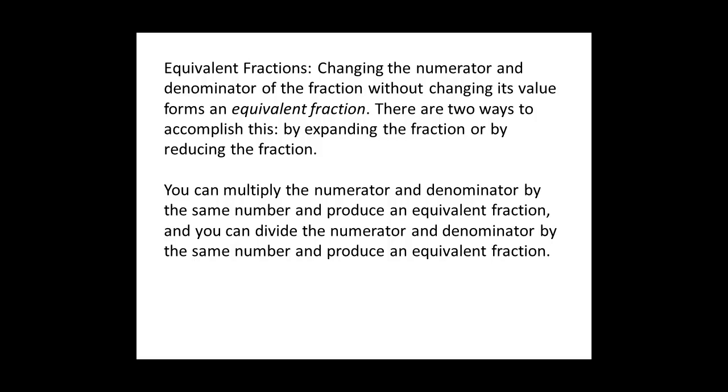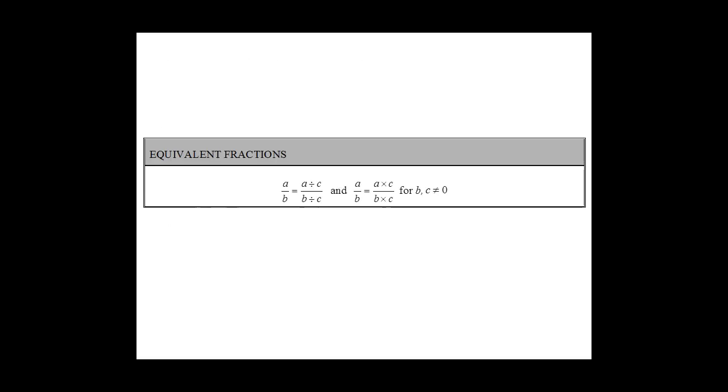Equivalent fractions. Changing the numerator and denominator of a fraction without changing the value forms an equivalent fraction. There are two ways to accomplish this, by expanding the fraction or by reducing it. You can multiply the numerator and denominator by the same number and produce an equivalent fraction, and you can divide the numerator and denominator by the same number and produce an equivalent fraction.